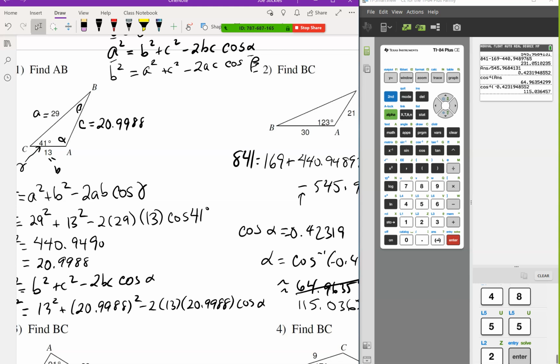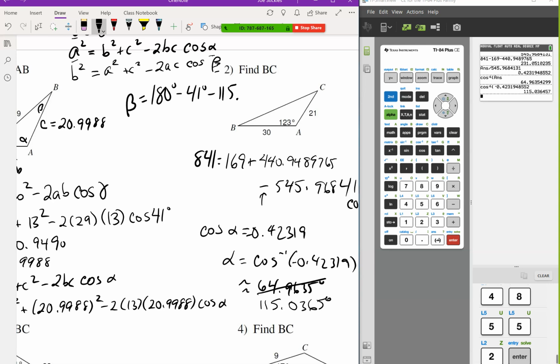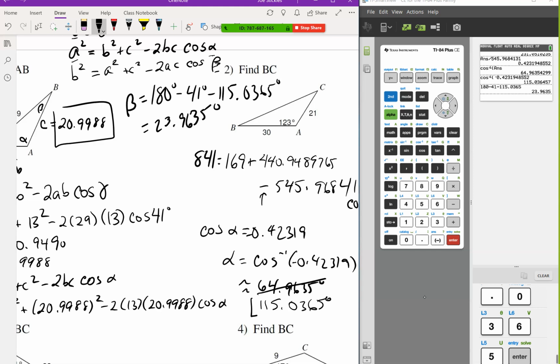All right, so now we can figure out the last one. Our beta will be 180 minus 41, and then minus the 115.0365. So if we go over here, do the 180 minus 41 minus 115.0365, and we get 23.635 degrees. So this number for C, this number for alpha, and this number for beta solves the triangle.